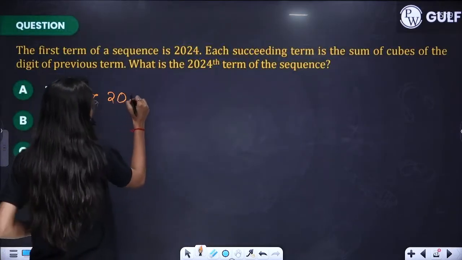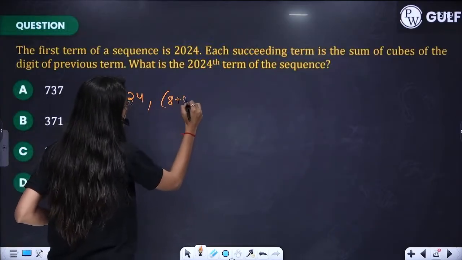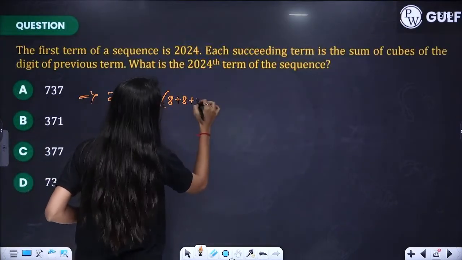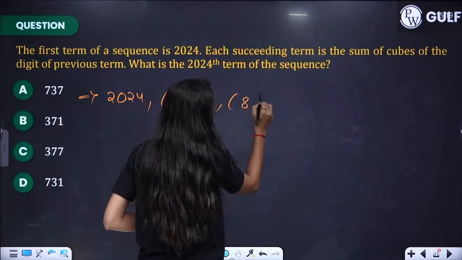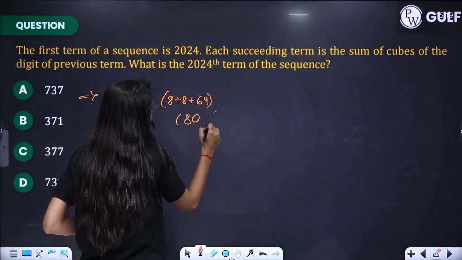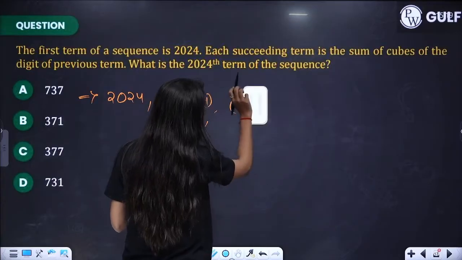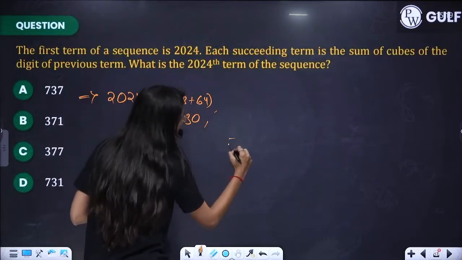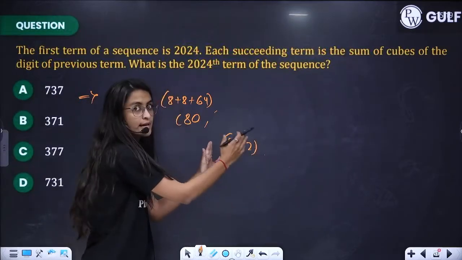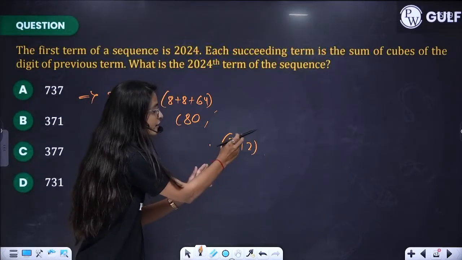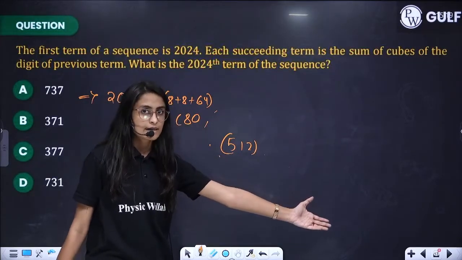So first term 2024, second term how I'm obtaining is 2 cube, 8, plus it's 0, and then it's 64. Then I'll be adding this up to 80. Okay, this will be added up to 80. If they're added up again, 512, that's my next term. Okay, so 80, then 512, and then it will go on and on. Then again, I have to take the cubes of this initially. Okay, 125, 1 and 8. So by adding up, I'll be obtaining the next succeeding term.